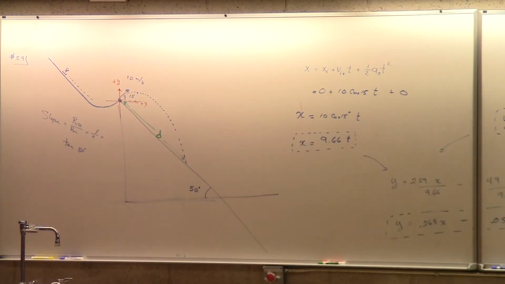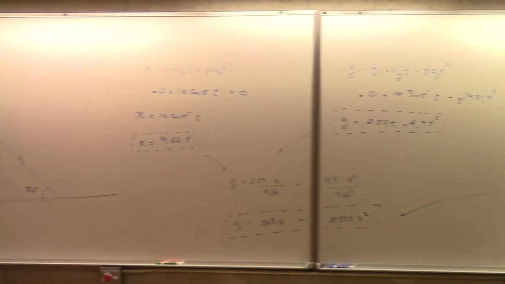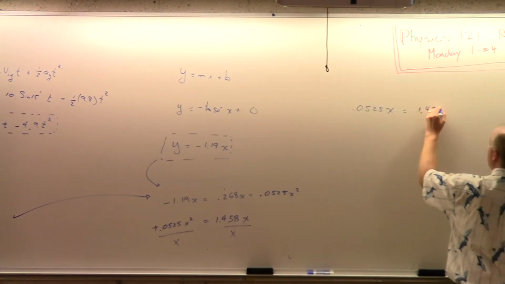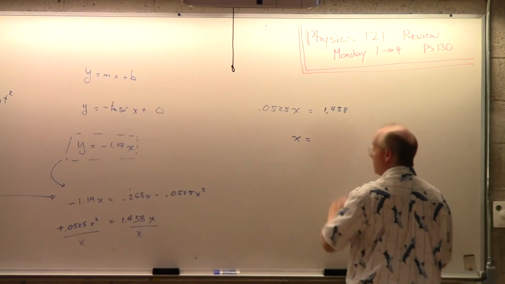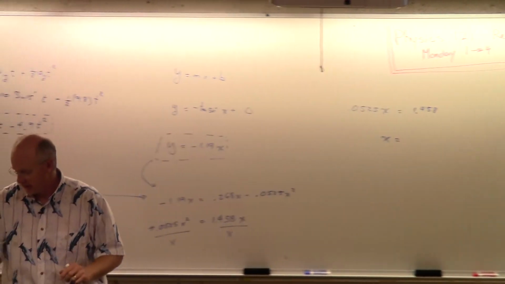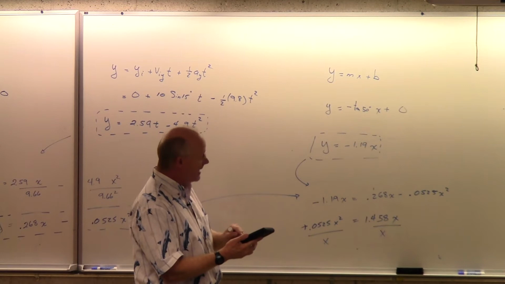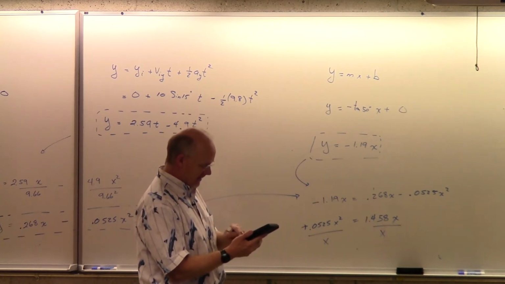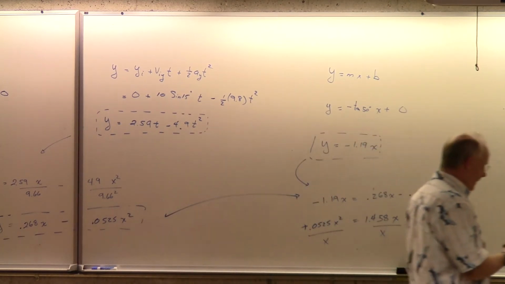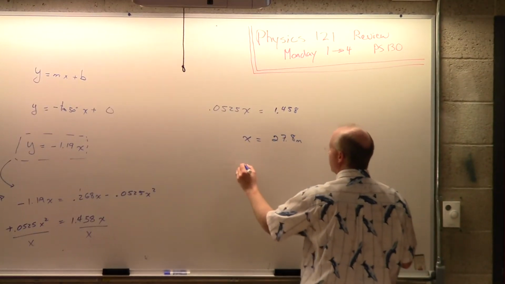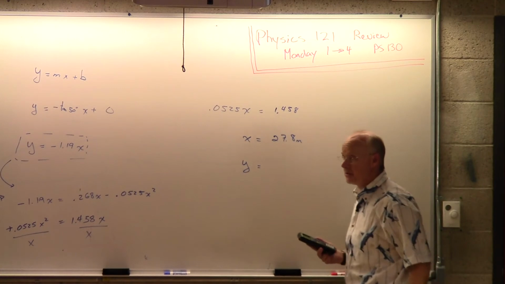So that makes 0.0525x equaling 1.458, and now I can solve for x. And so 1.458 divided by 0.0525 and 27.8 meters is what I get for x.